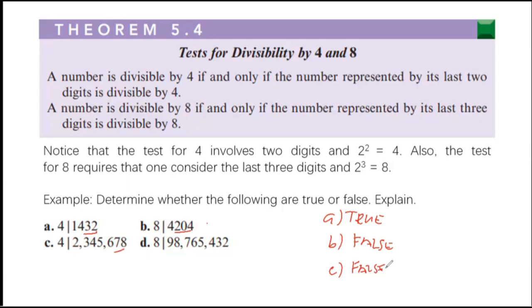Next, letter D. Yung bang 8 ay divisible by 98,765,432? Pag chinek mo lang yung last 3, kasi by 8 yun. So, yung last 3, 432, pwede mo siyang i-divide by 8. At sakto ang kanyang result ay the remainder 0. So, remainder 0, kaya ang letter D natin ay true. Yan. Okay? And that's it.